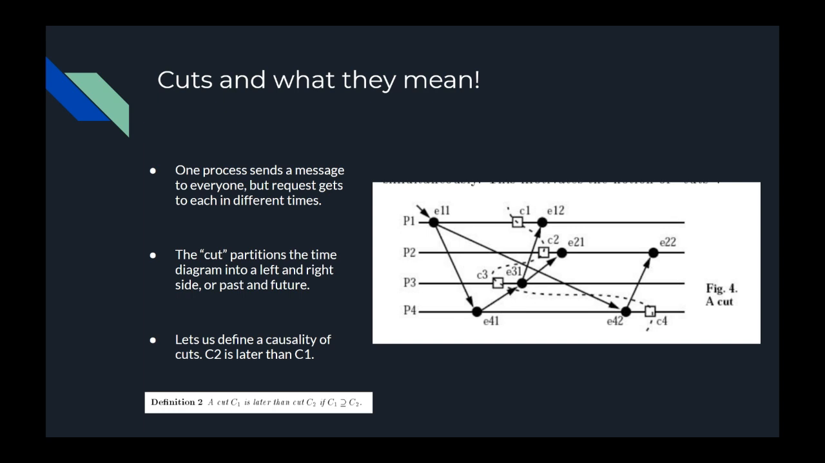So the cut is like this zigzag looking line in a time diagram where it cuts it into two parts, a left part and a right part. A cut, in other words, is a subset of global history that contains an initial prefix of each local state. So the left side is the past, the right side is the future, and this basically allows us to tie causality to these cuts. So if you look at this definition I have, you'll understand it. They're very difficult to explain, so I'm having a little trouble explaining. So hopefully the next slide will make a little more sense.